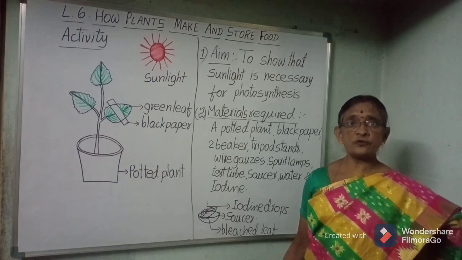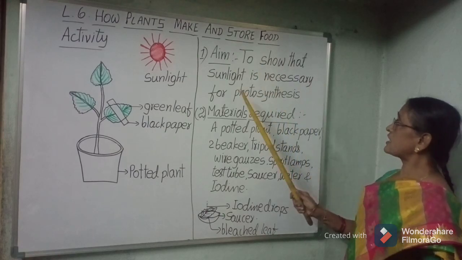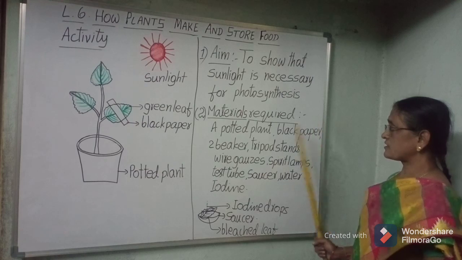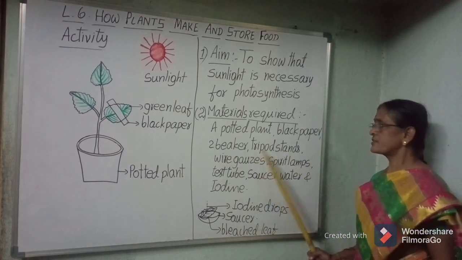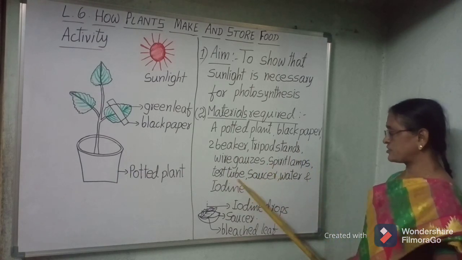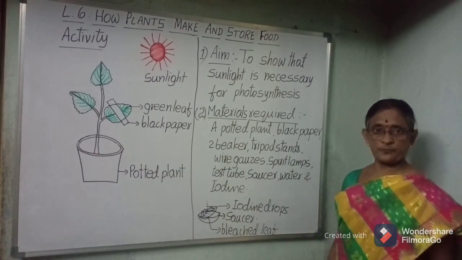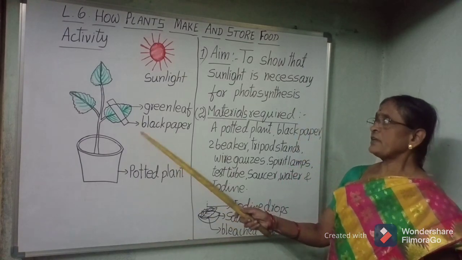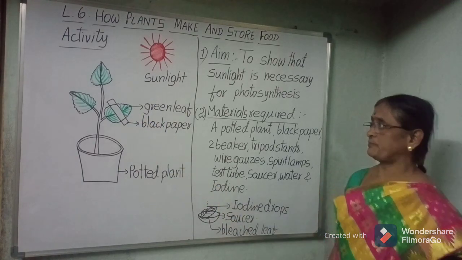Let us do one more experiment. Activity 2. Aim: to show that sunlight is necessary for photosynthesis. Materials required: a potted plant, black paper, 2 beakers, tripod stands, wire gauzes, spirit lamps, test tube, saucer, water and iodine solution. Take a potted plant. Cover a part of one of its leaves with a piece of black paper.